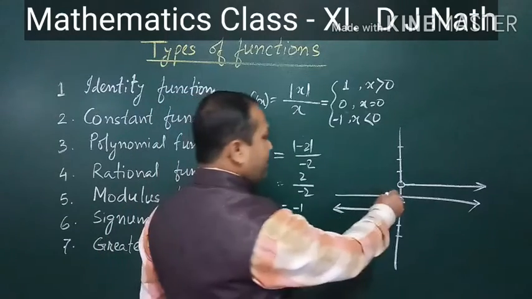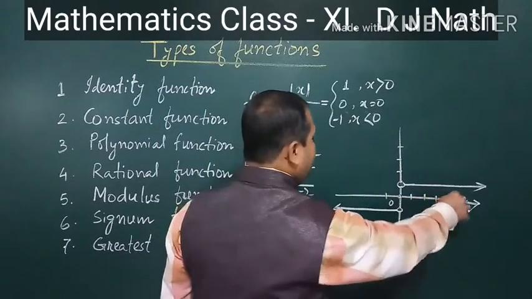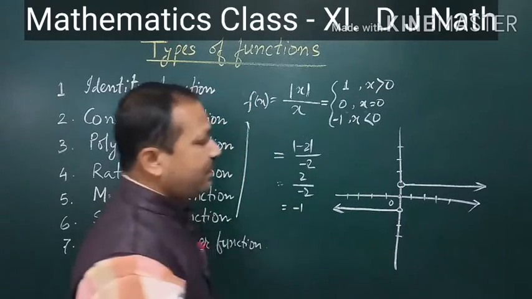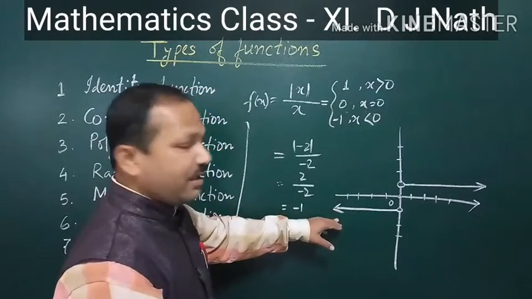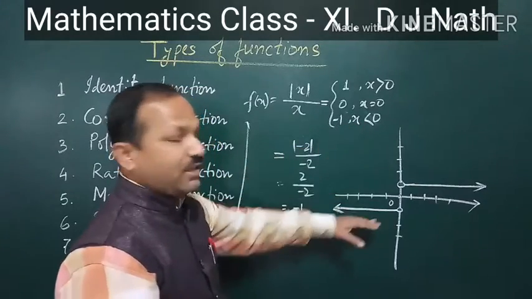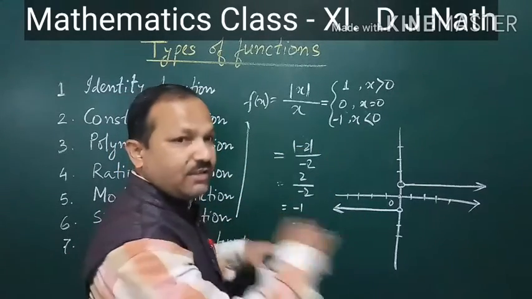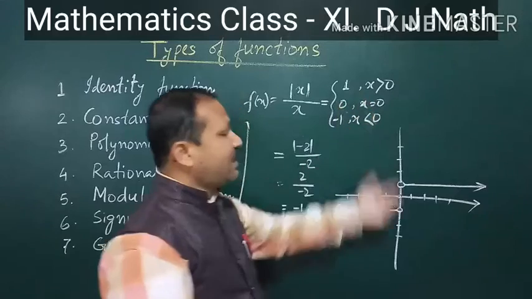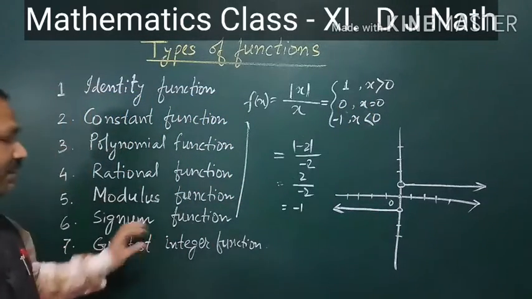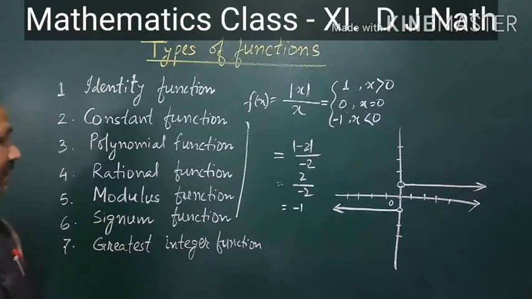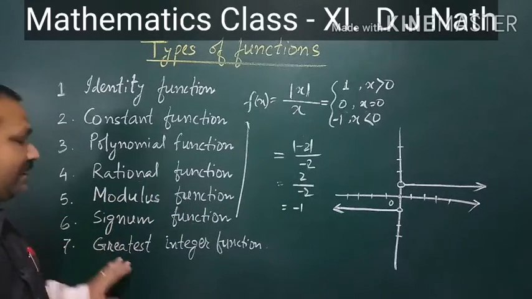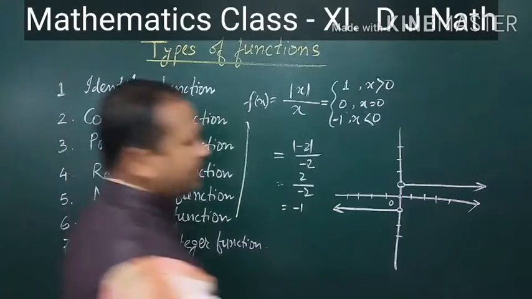Whatever values come less than 0, it is minus 1, like a constant function. Okay, so this is the signum function, the graph of the signum function. Okay, got it clear? Modulus function and signum function. Next is the greatest integer function.